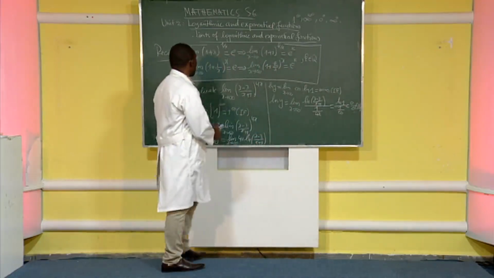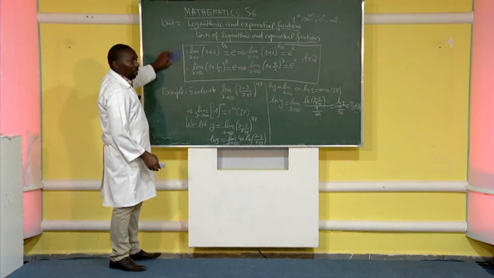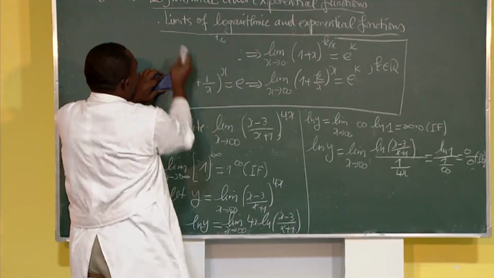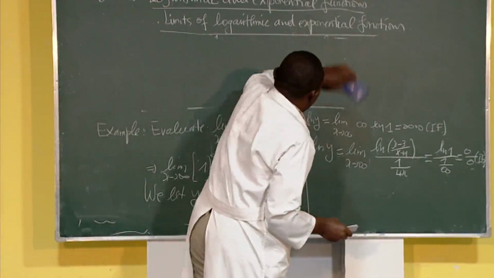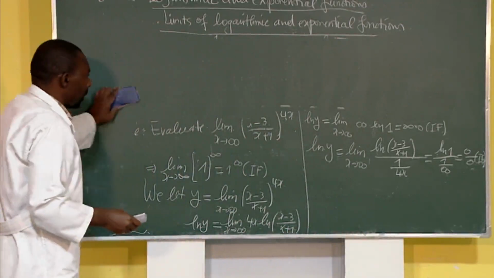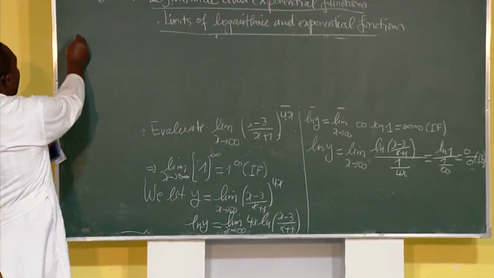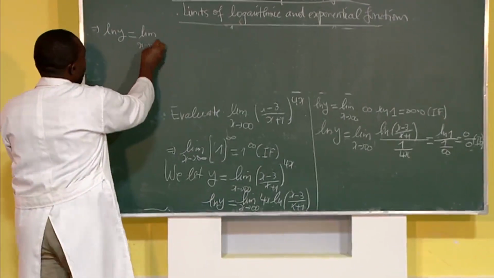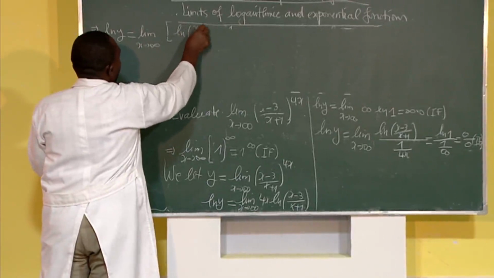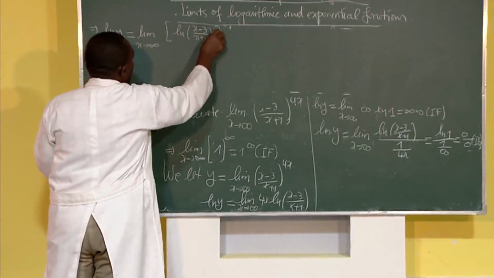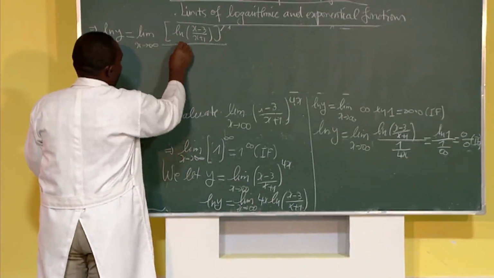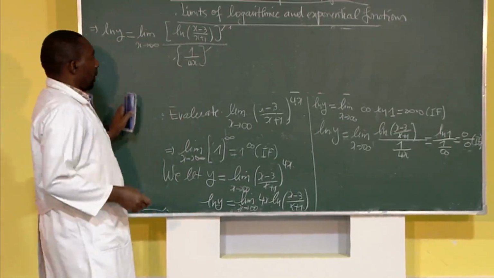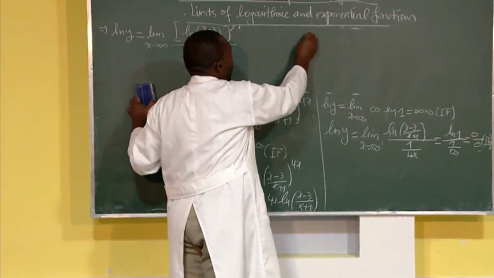Then we apply the L'Hospital rule. We are going to apply L'Hospital's rule for that indeterminate form. So it means ln of y is equal to the limit as x approaches infinity of the derivative of ln of (x minus 3 divided by x plus 1) divided by the derivative of 1 over 4x, like this. Then the derivative of this numerator, let me do my draft here.